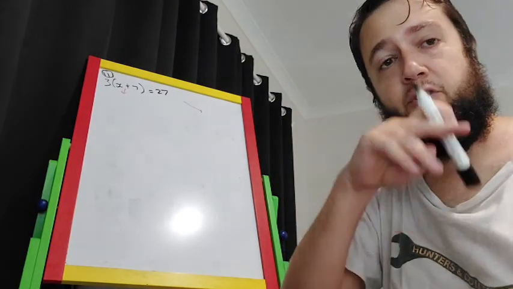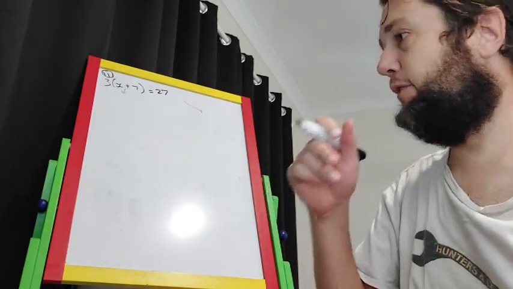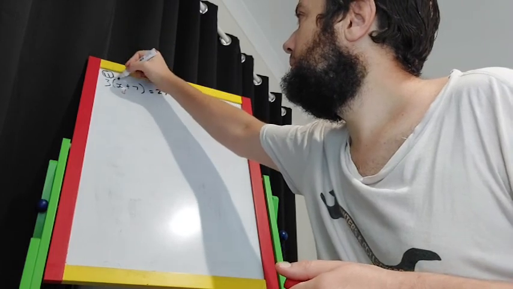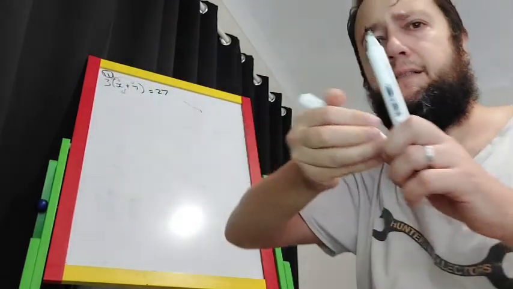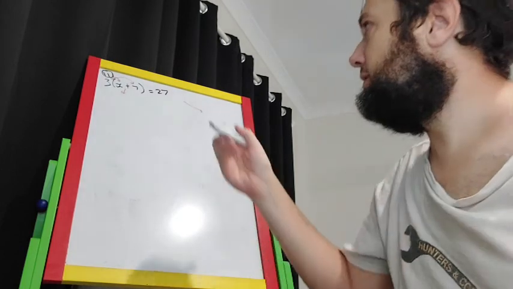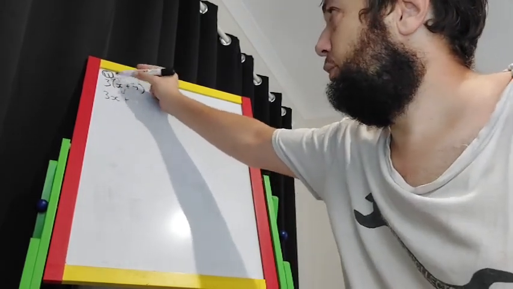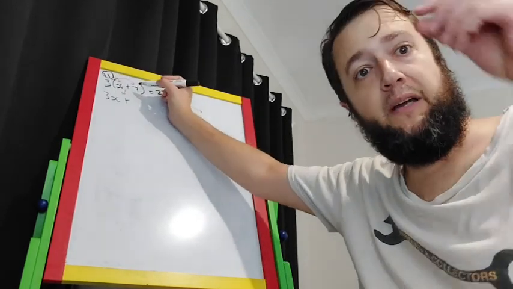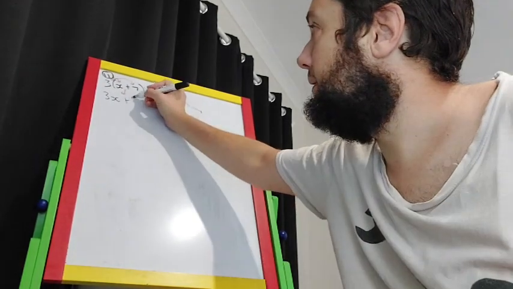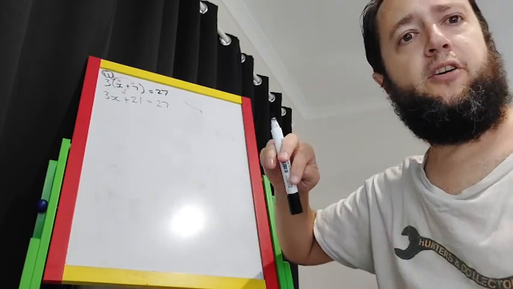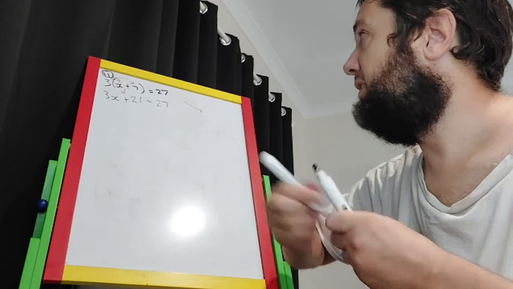The general way I've shown you in class is to expand first. What's on the outside there has to be multiplied by everything on the inside. So you get 3 times x, which is 3x, plus 3 times 7. You've got to multiply everything in there. That's the most common mistake I see. That's 21, so 3x + 21 equals 27.